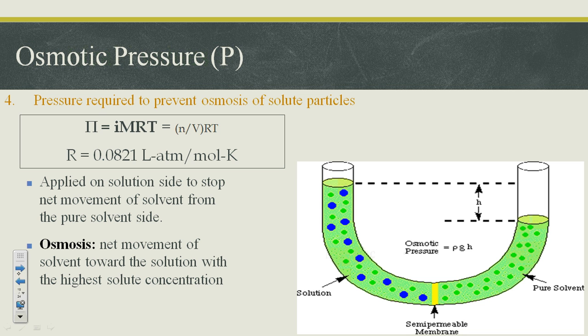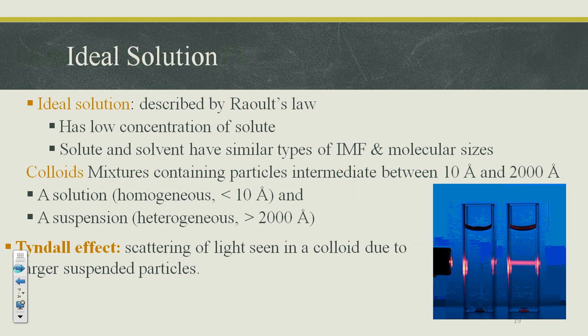Osmotic pressure, pi, is iMRT, where i is Van 't Hoff's factor, M is molarity, R is the gas constant, and T is the temperature. I will be showing you animations after this PowerPoint. The ideal solution is the one that obeys Raoult's law at all concentrations, but most solutions only obey Raoult's law at low concentrations.